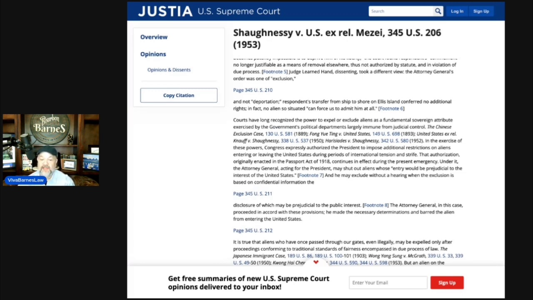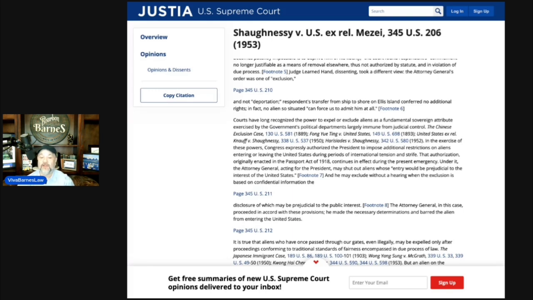And it goes further. This power is, quote, largely immune from judicial control. Largely immune. In other words, the courts are in no business to second guess the decisions of the President of the United States when it comes to matters of immigration, especially illegal immigration, particularly those immigrants that have been identified as posing a danger to the country. In the exercise of these powers, the court continues, Congress expressly authorized the president to impose additional restrictions on aliens entering or leaving the United States during periods of, quote, international tension and strife. That authorization continues in effect during the present emergency. When was this decision issued?